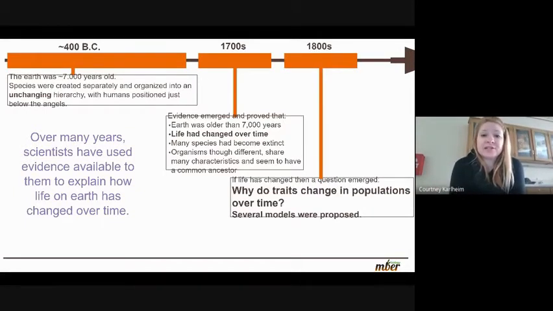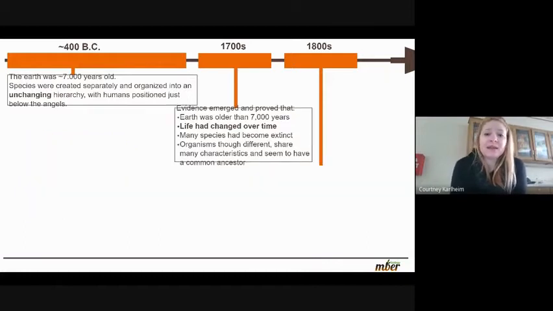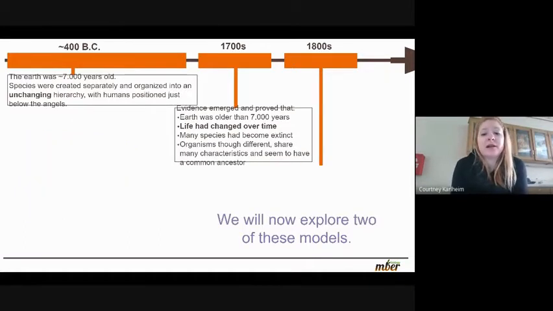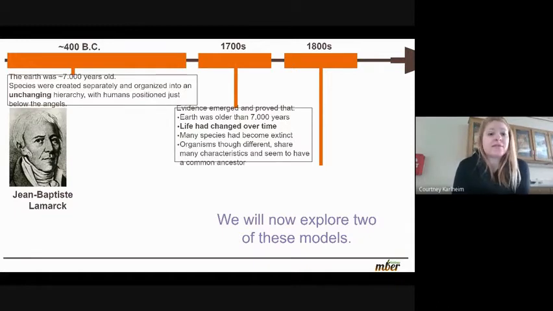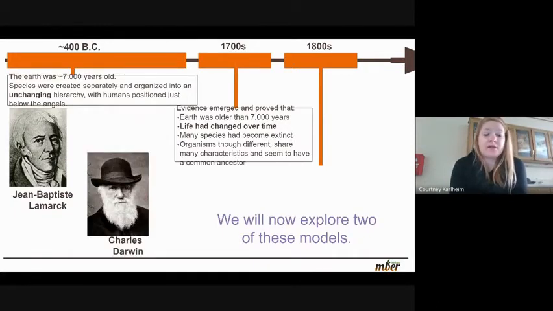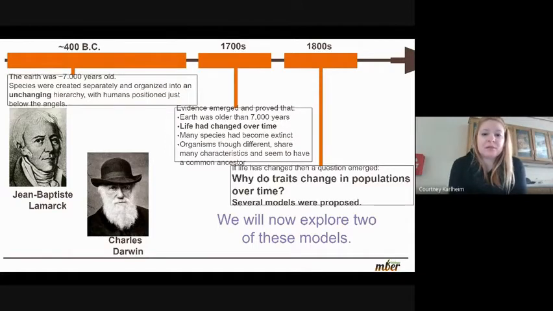Then in the 1800s, they had a question. Why do traits change in populations over time? Just like the question that we had when we looked at the finches, how did the finches' beaks change over time? They started looking at all these fossils and this data that they've collected, and they decided to ask, why do traits change in populations over time? And a few different models were proposed. We're going to look at both of these models. One was given by Jean-Baptiste Lamarck, and the other by Charles Darwin. And they were both trying to answer the same question.